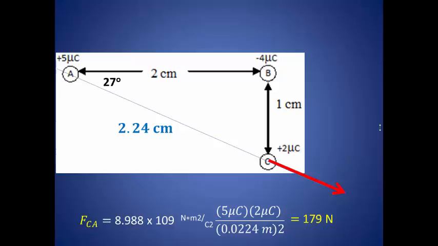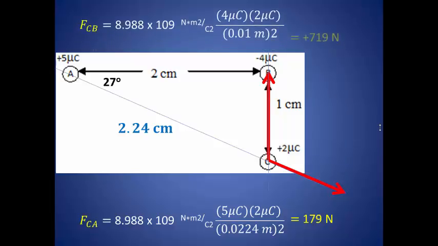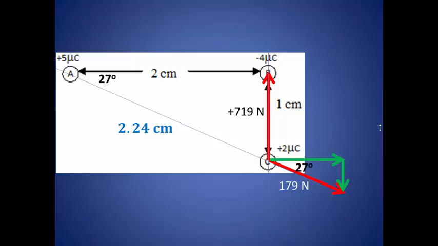The force of particle B acting on particle C is an attractive force since they are opposite charges. And again, this nicely aligns straight up with a vertical direction for us. Reviewing the math, we know the magnitude of the force to be 719 newtons in the positive direction. Okay, good. So now we have the forces acting on particle C. Now we need to find the components.